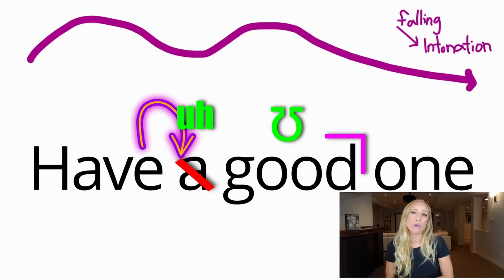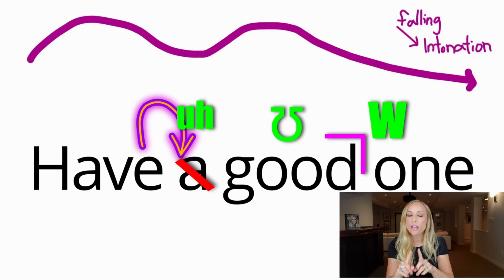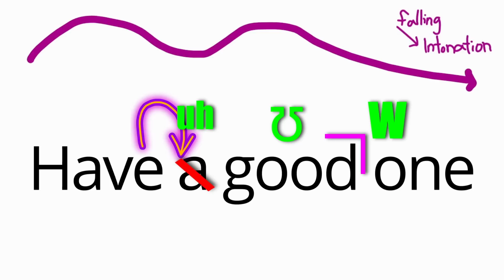The first sound in the word one is pronounced with a full lip rounding, kind of like that W sound. Wuh. Feel how the lips are pulled forward and away from the teeth to avoid sounding like a V. Practice for yourself to get really natural and fluent with this common and casual way of ending a conversation. Have a good one.